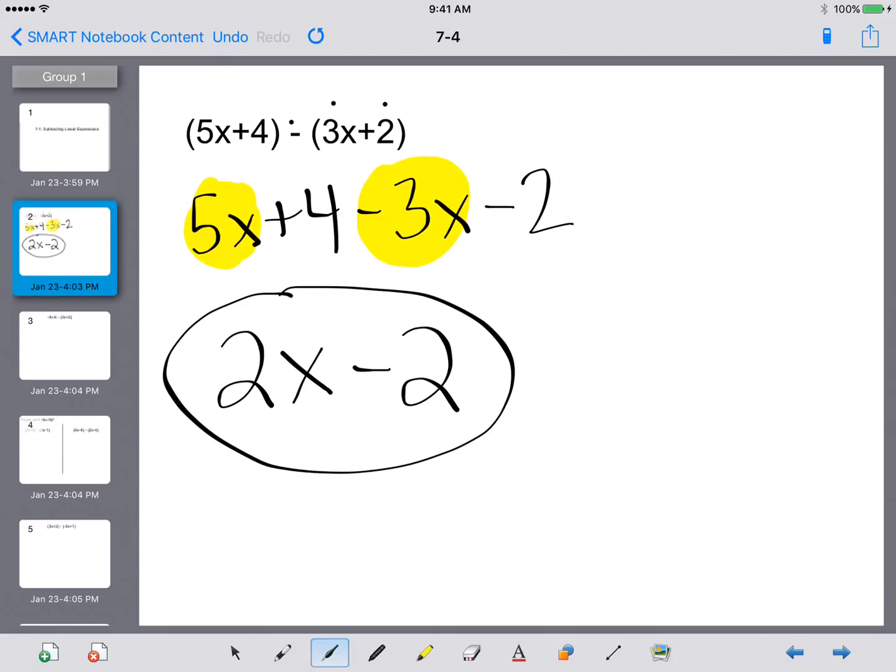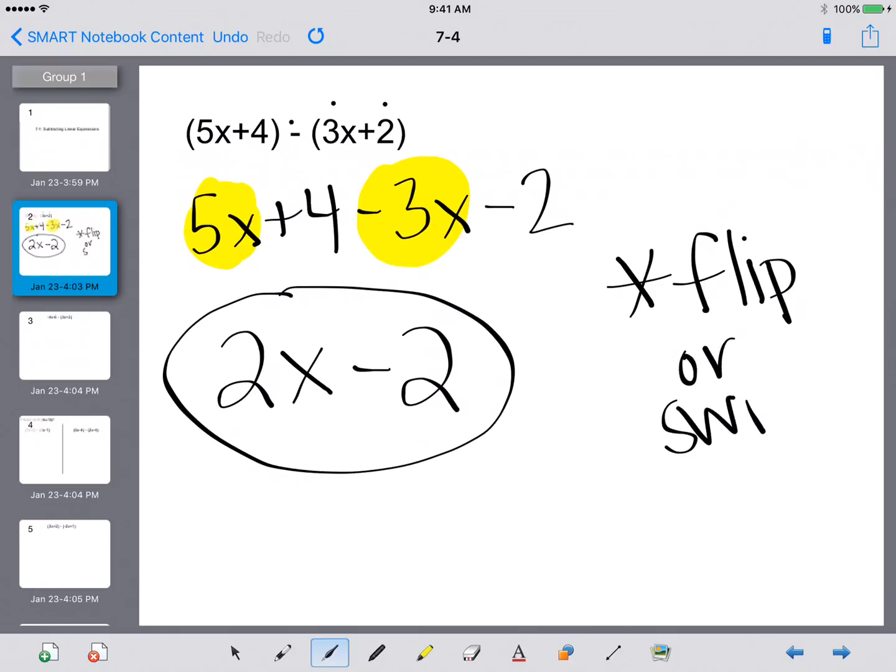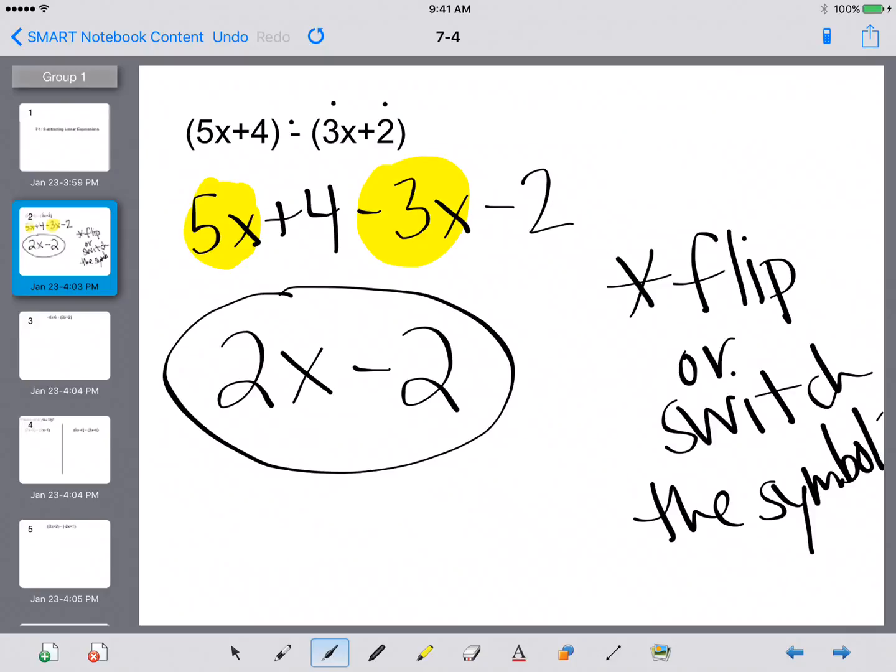So when you are subtracting, you flip or switch the symbols. That'll help you remember that. So to flip or switch the symbols, and I'll probably use both of those words interchangeably.